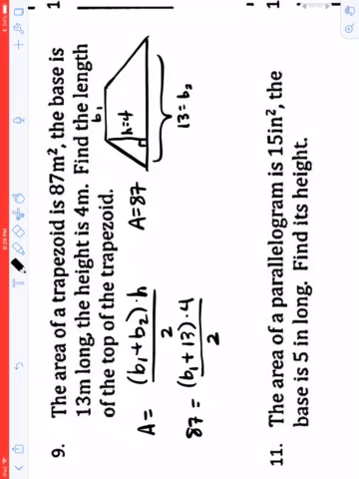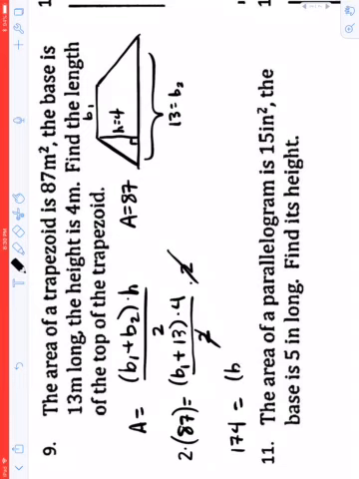Okay, so there's a couple ways we can do this. I'm going to start by getting rid of the fraction. Either you can simplify the 4 and the 2, or you can multiply by the denominator. Really doesn't matter. If we multiply both sides by 2, whatever I do to one side, I have to do to the other. That's going to cancel out the denominator, which is what I want. I don't want to have fractions when I'm solving. So that's going to give me 174 is equal to B1 plus 13 and then times 4.